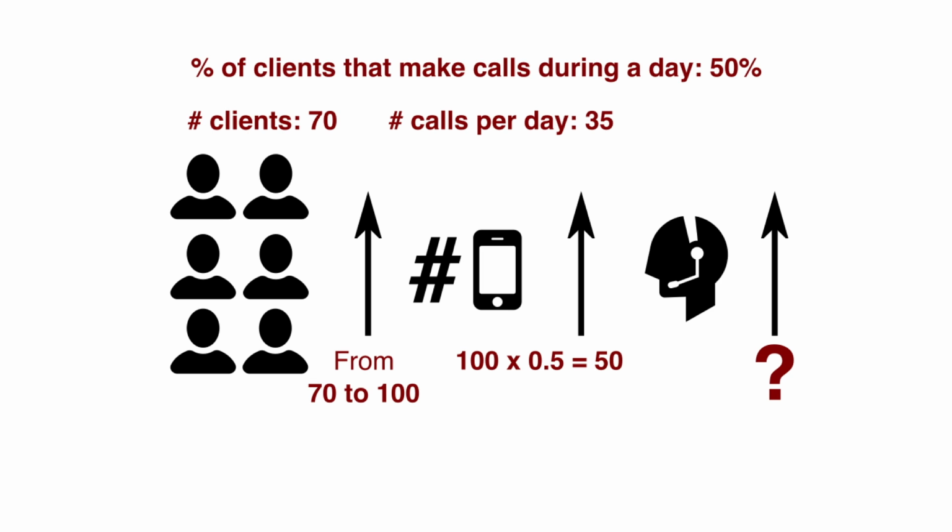Now the next step is we use that ratio to calculate how many call agents we need. The ratio is 5 to 1, meaning for every 5 calls, we need 1 call center agent. So the number of call center agents we need is 50 divided by 5, which is equal to 10. If our client base increases from 70 to 100, we will need 10 call center agents. All we have to do now is check how many call center agents we currently have, and then increase that to 10. Then that should make our clients fairly happy.